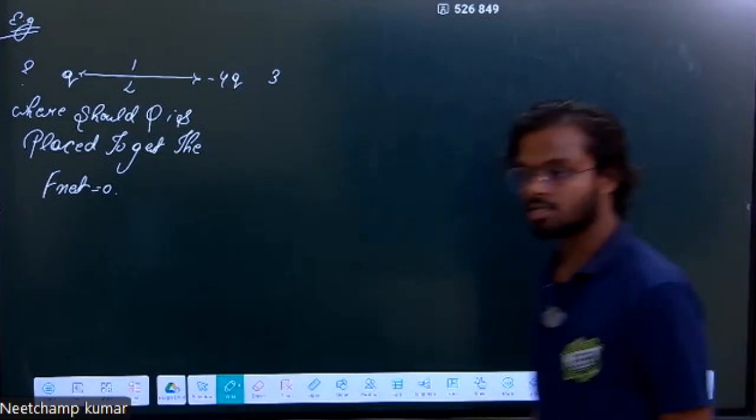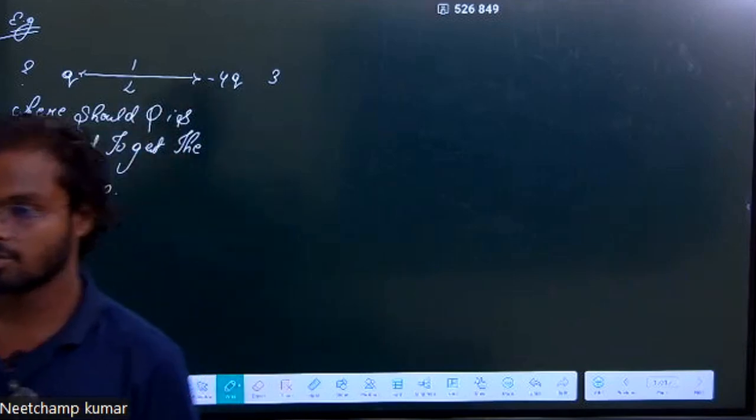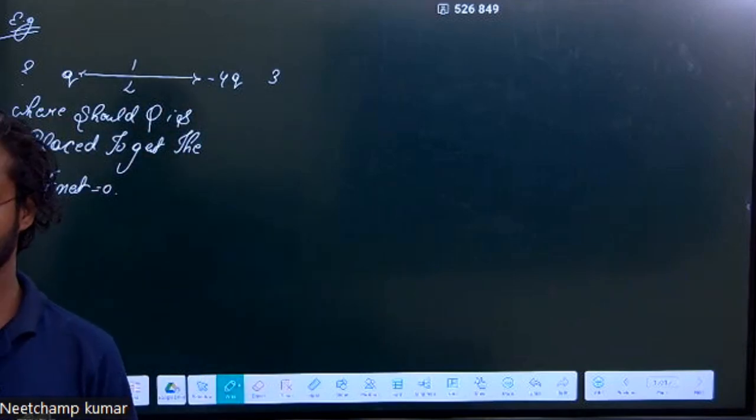Where should I place the charge? Simple, you have to use the concept. Simply you have to test where the force is 0, where the force is not 0. Which position should I place it? Whether it should be position number 1, 2, or 3. Which position?